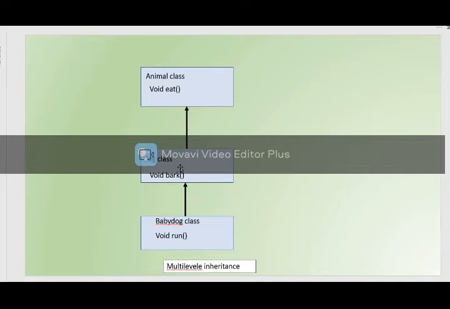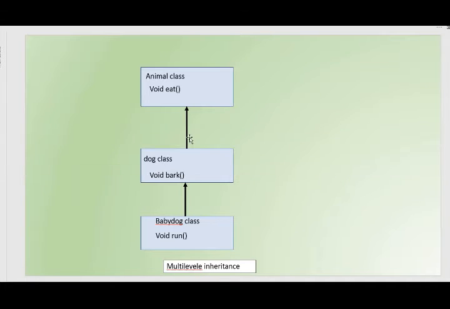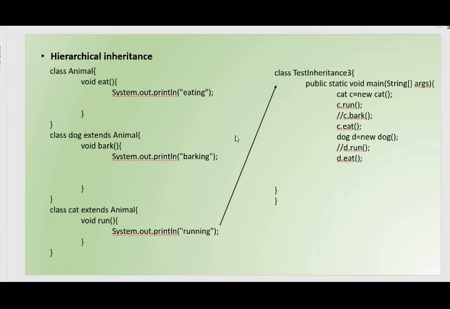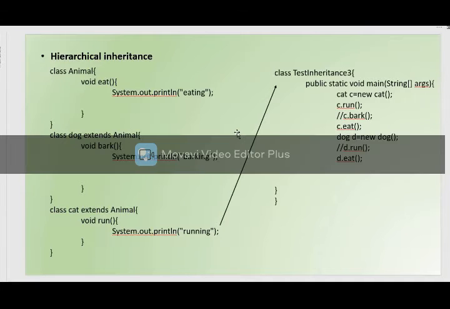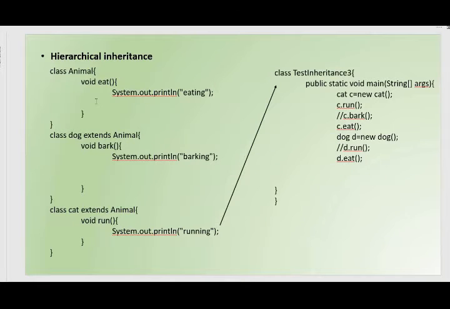This is the sketch for the multi-level inheritance. And move to the third one. The third one is hierarchical inheritance. What is the rule of hierarchical inheritance? There are two different classes, but these classes access the same superclass.